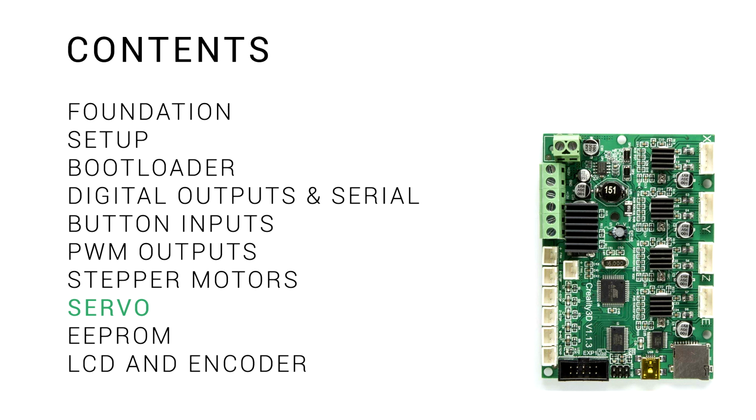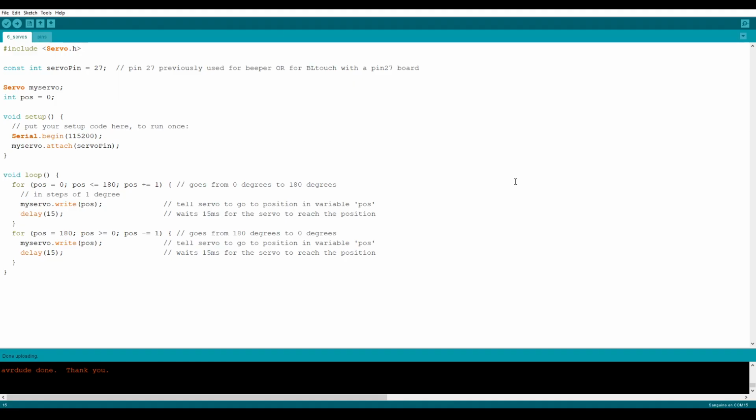The next one is quite straightforward, and that's controlling servos. Arduino has a servo library built in, and this is a slightly modified version of the sweep example sketch. A servo needs a PWM pin to drive it, and the one I've chosen is 27. That's previously used for the beeper, or if you're running a BL Touch with a pin 27 board, it's used for that instead. This sketch is really straightforward. We create a servo, we tell it which pin to attach to, and then we get it to rotate back and forth during the loop.